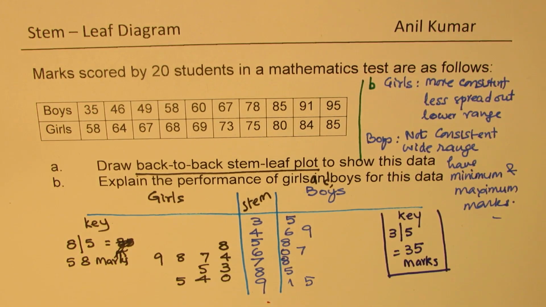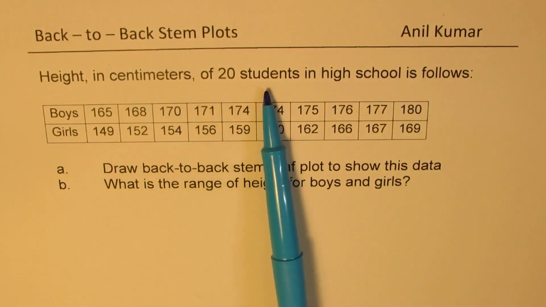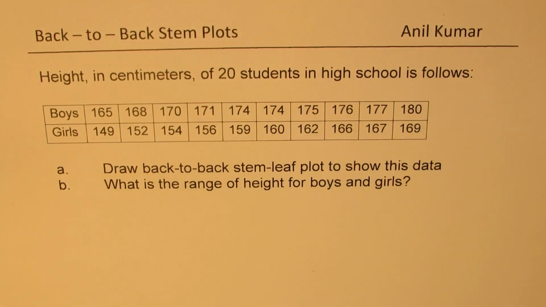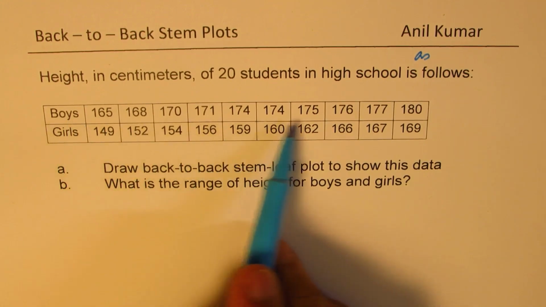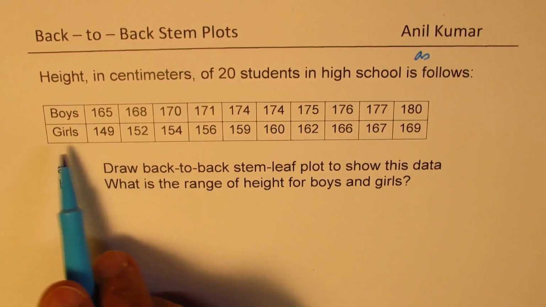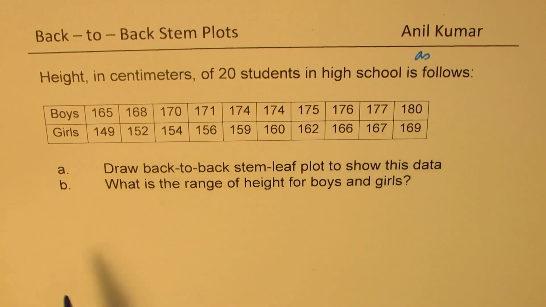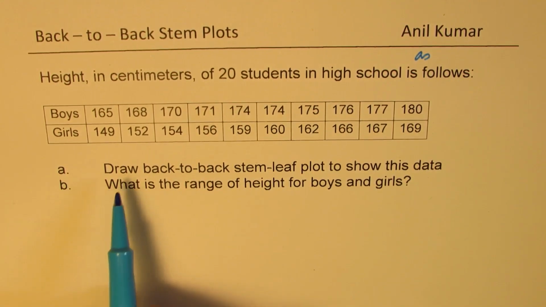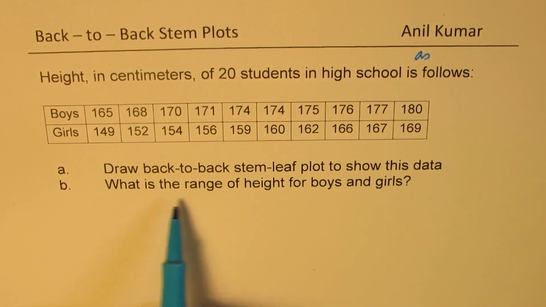and leaf plot as given here. The question here is, height in centimeters of 20 students in high school is as follows. So boys information is given. It is given in a particular order, increasing order. Similarly, the girls information about the height in centimeters is given in increasing order. So you don't really have to arrange this part. Now the question here is, draw back-to-back stem leaf plots to show this data. And part B is, what is the range of height of boys and girls?